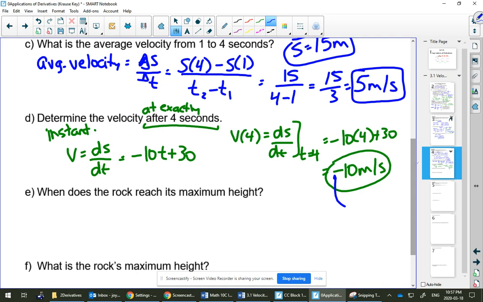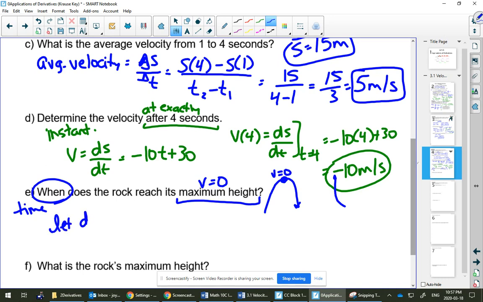The question then is, when does the rock reach its maximum height? Well, when is a time question. That's a time question. And its maximum height is going to happen when the velocity equals 0. So the rock's going to go up in the air, and then it's going to come back down. And at this point here, its maximum height is when the velocity is going to equal 0. Again, if you've taken physics, this is something that should be familiar. So we're going to let our derivative equal 0 and solve for time.